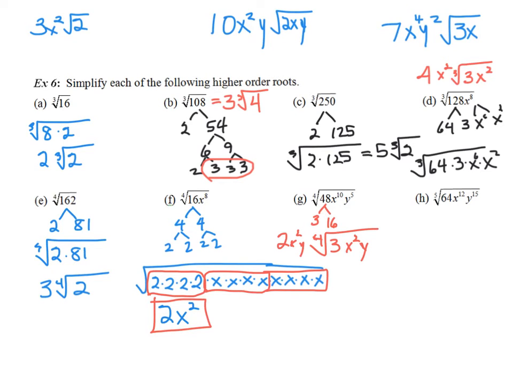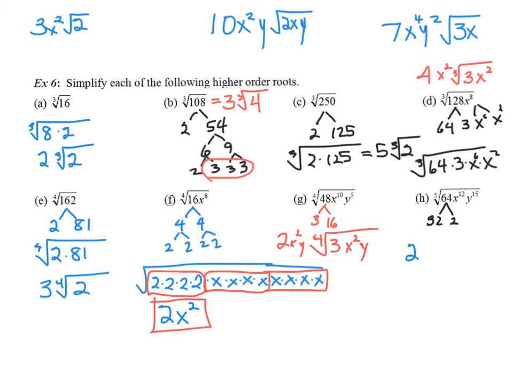For our last example, we're looking for a 5th root. So 2 to the 5th power is 32. So 32 times 2 would give me 64. When I take the fifth root of 32, that gives me 2.